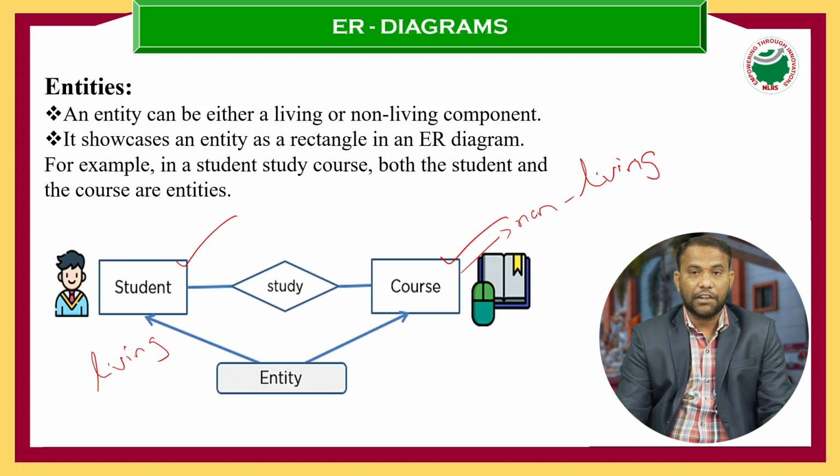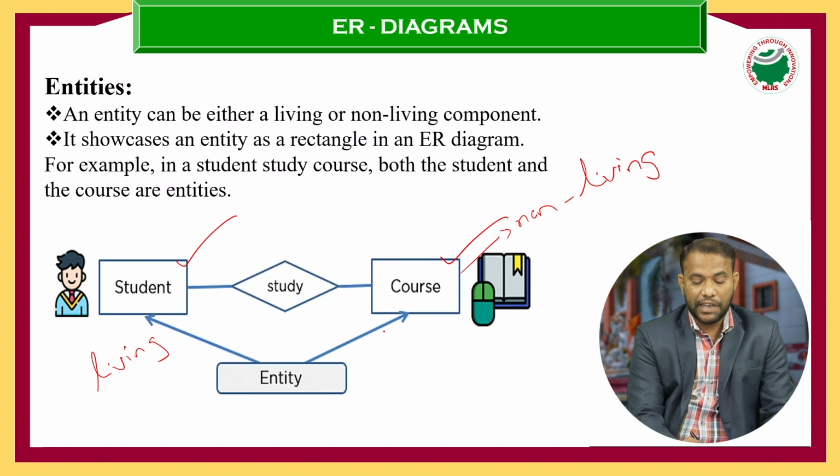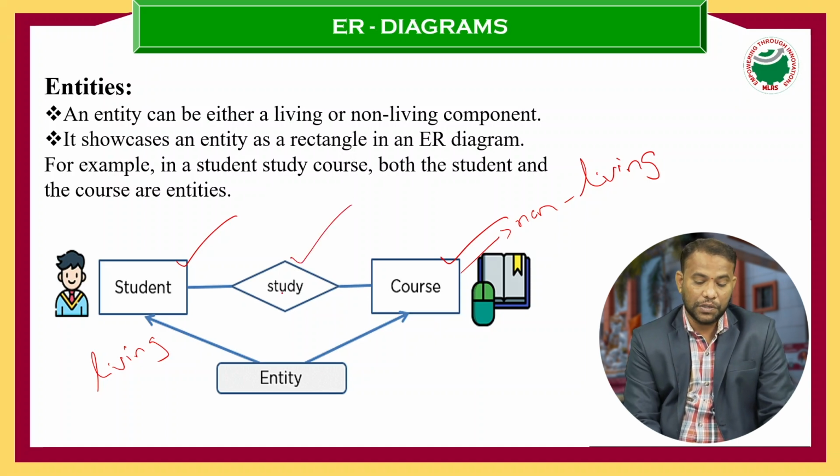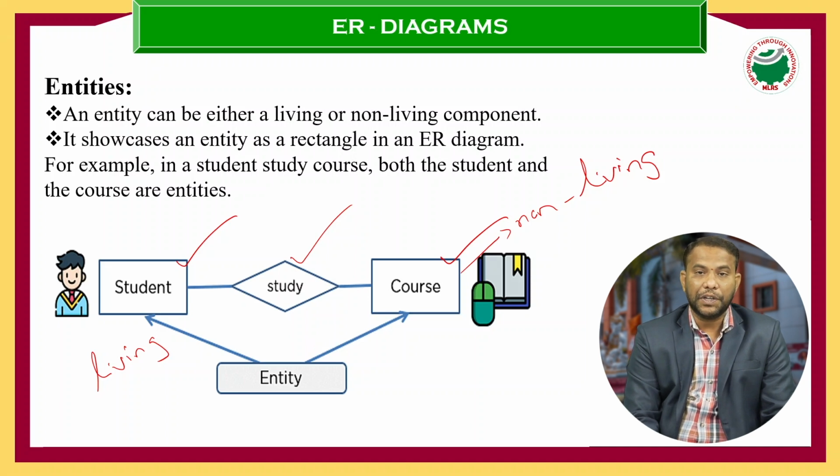In this example, a student is registered for a course for the sake of study. So what is the relation between the student and the course? That is study. He registers for the course for the purpose of study. In this way, you represent a relation between two entities. So a relation is used to connect two entities.